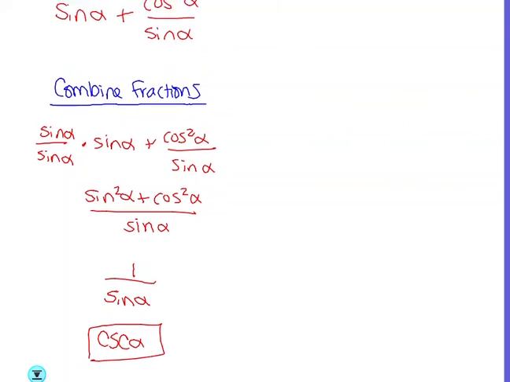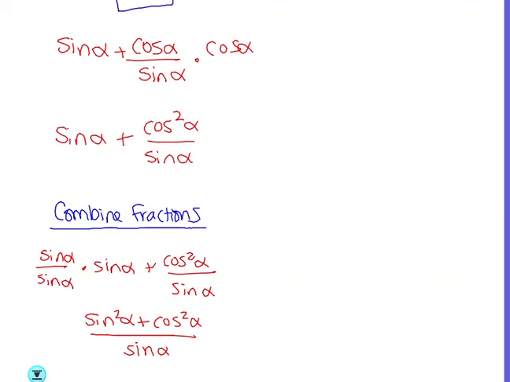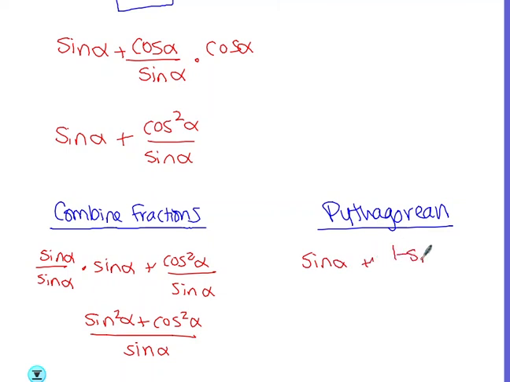That's not the only way we could have simplified this problem. If you look here and you immediately see this cosine squared of alpha and you want to do something with that, you could start with a Pythagorean identity. So if you start with substituting 1 minus sine squared of alpha for cosine squared alpha, here's what you get. We have sine of alpha plus 1 minus sine squared alpha over sine of alpha.